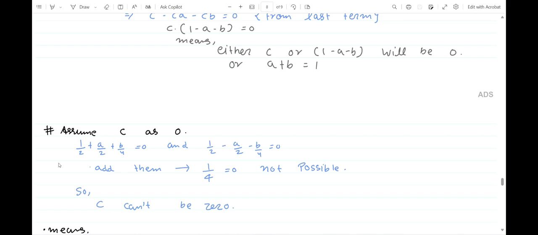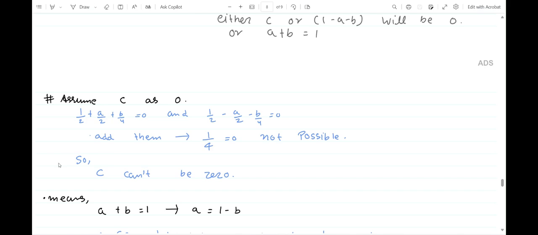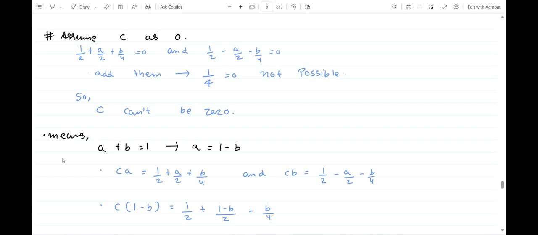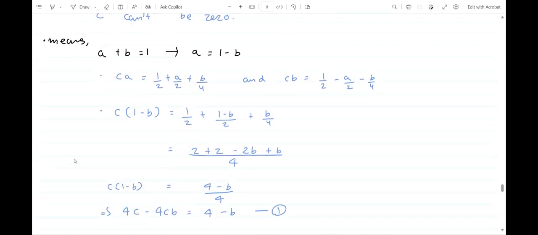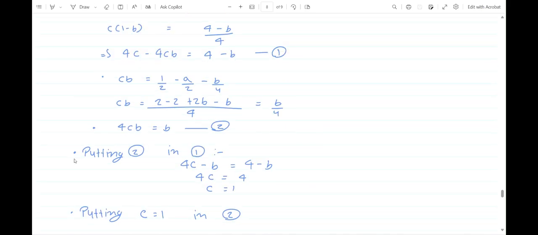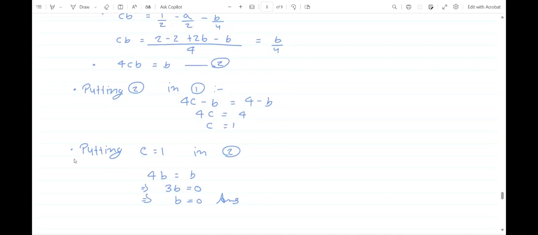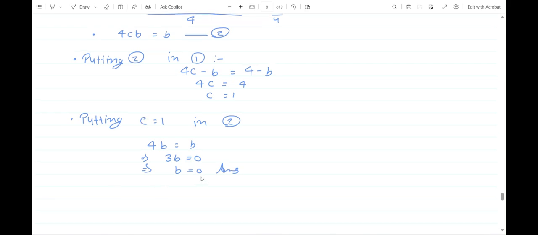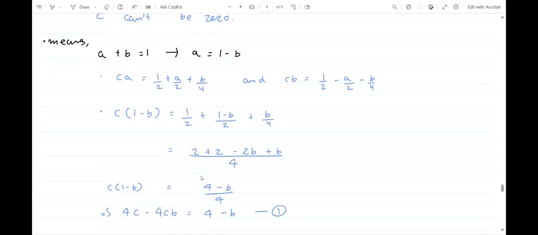And if we add both equations, then what we will get is basically 1 by 4 equal to 0, which is actually not possible. So from this we can say that c cannot be 0, which means that a plus b is going to be 1. Later, if we solve for c by using some equations over there, the value of c that we're going to get is basically 1. And if we put the value of c equal to 1 in one of our equations, then the value of b we will get is 0. You can pause the video and see the above calculation for clarity if you need.